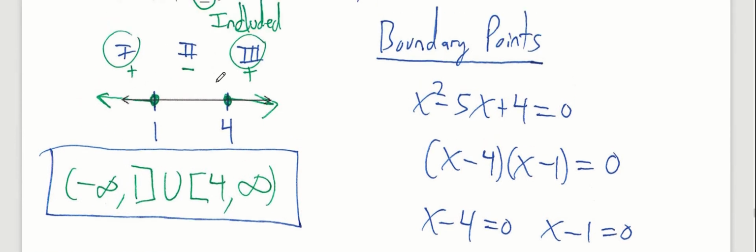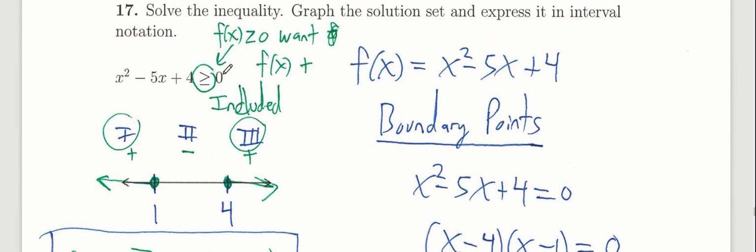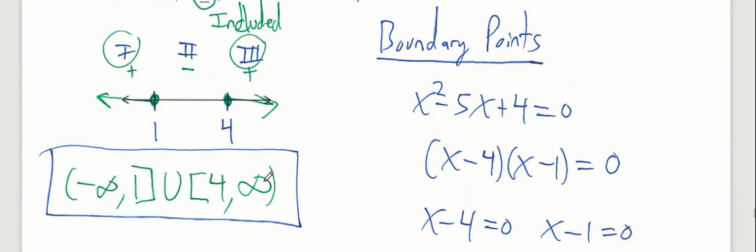And then to choose the appropriate solution set, just look at the direction of your inequality. Here, if it's of the form f of x is greater than or equal to 0, that means you're looking for the positive intervals, which in this case would be region 1 and region 3. And then don't forget to explicitly write out your solution set.